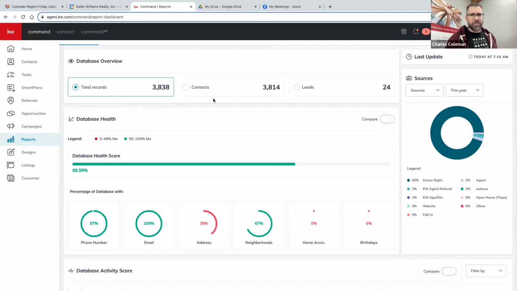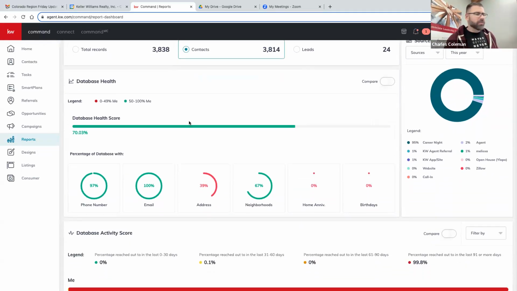If we click on these different buttons right here, total records, contacts, leads, let's just go to contacts. We see this, right? The importance of the database. We see my phone numbers: 97% of all the contacts in my database have a phone number. 100% have an email. 39% have an address. Out of that, somehow 67% have a neighborhood, which I don't truly get how that is unless I put something in wrong. Home anniversaries, 0%, and birthdays, 0%.